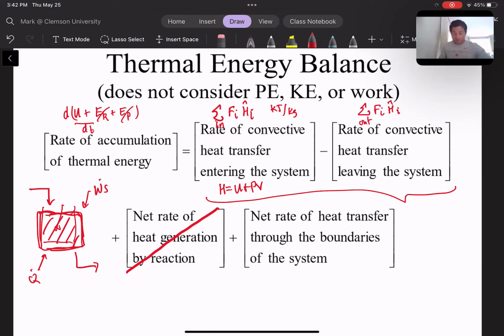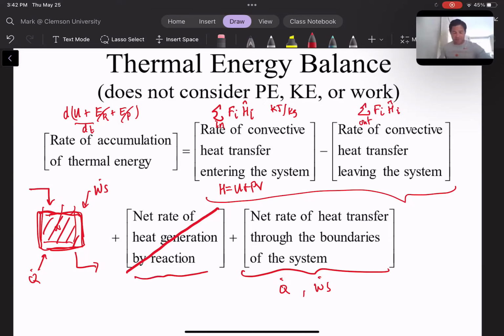And then the last term that we have is the net rate of heat transfer through the system boundary. So this could be things like Q, if we're heating using steam or cooling using cooling water, and this could also be things like work. If we have a shaft in the system and we're turning it, if you mix something fast enough, it generates a little bit of heat. So this is our general balance.